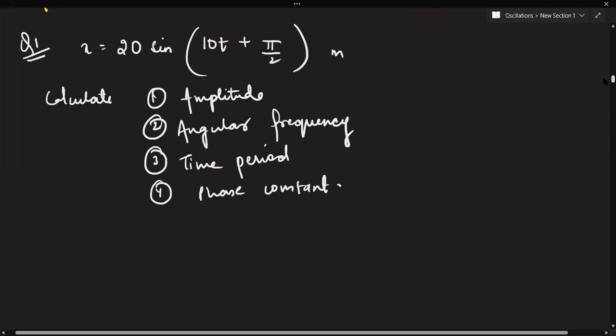See, this is the first question. It says x equals 20 sin(10t plus pi by 2). What is the amplitude? Let's check first. Let's write the standard equation.